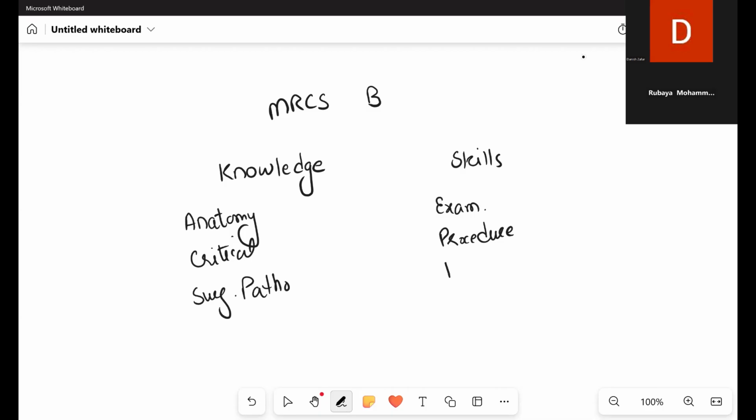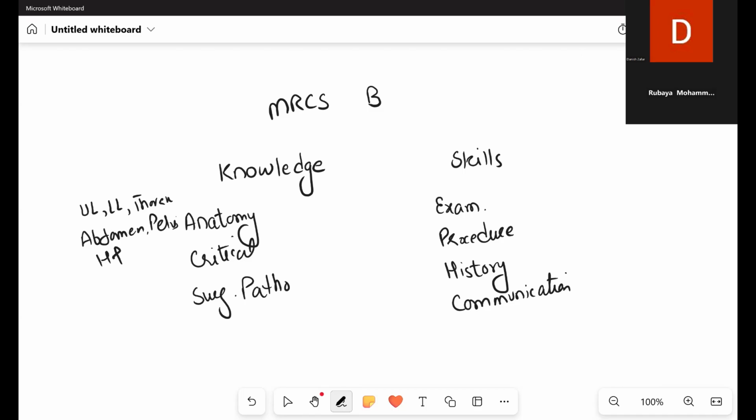And then you have the history taking, and then you have certain communication stations. In terms of anatomy, you are going to be tested for the upper limb, lower limb, thorax, abdomen, pelvis, and head and neck. Like, there will be complete anatomy.